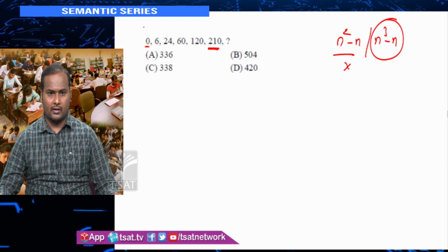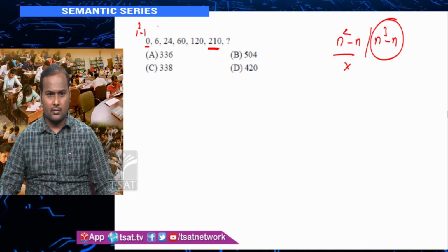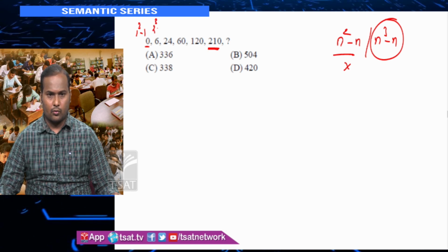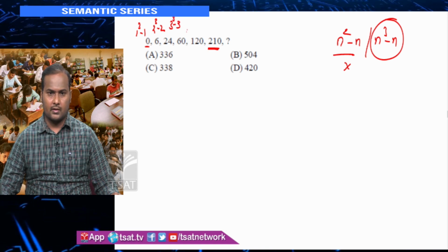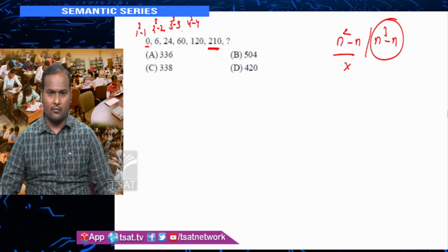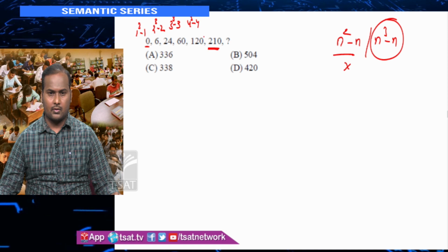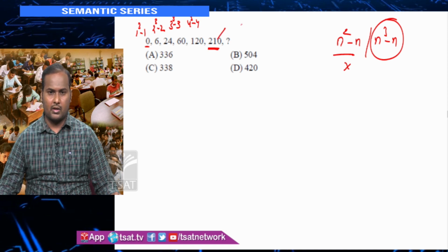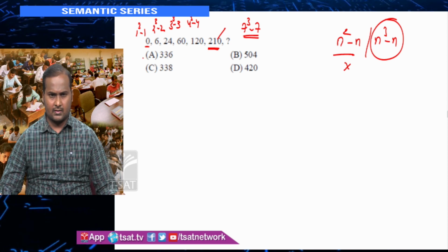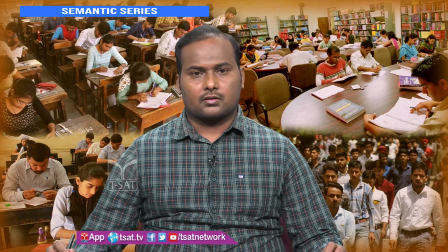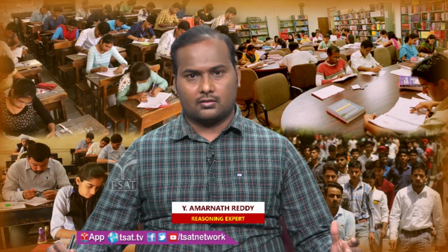So 0 I can write like 1 cube minus 1. 6 I can write 2 cube minus 2. 24 is 3 cube minus 3. 60 is 4 cube minus 4. Obviously the pattern is n cube minus n. So our answer will be 5 cube minus 5, 6 cube minus 6, and the answer will be 7 cube minus 7, that is 336.